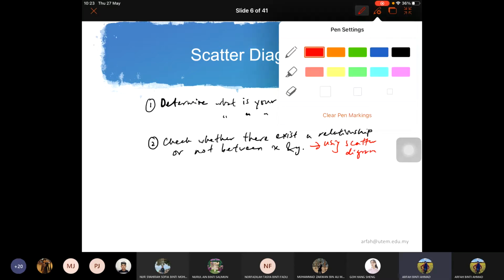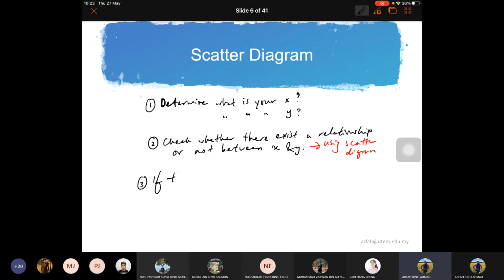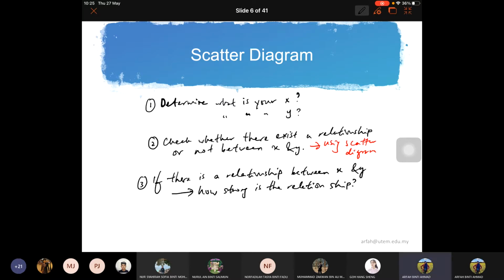Okay. So kalau ada, step ketiga, if there is a relationship between X and Y, kita hendak menjawab persoalan how strong is the relationship. Okay. How strong is the relationship? So this one is using correlation coefficient. Okay. Using correlation coefficient untuk measure dia punya the strongness, kekuatan hubungan dia.